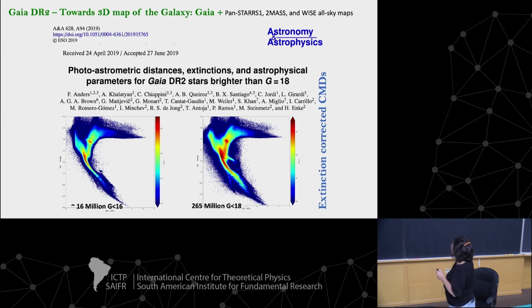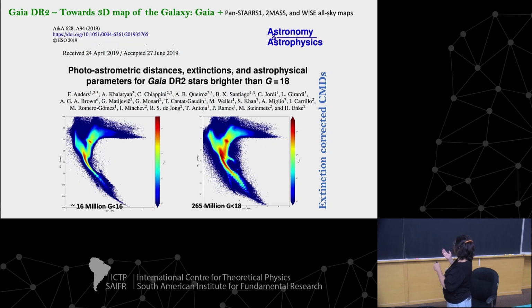In 2019, the DR2, which was the second data release of Gaia, was 2018. In 2019, we already had this paper where we gave the photoastrometric distance, extinction, and astrophysical parameters for all the stars brighter than 18, which means that we already had a CMD here. Here I'm showing you a CMD, magnitude and color, absolute magnitude, corrected by extinction for 6 million stars up to magnitude 16, and 265 million stars up to magnitude 18.